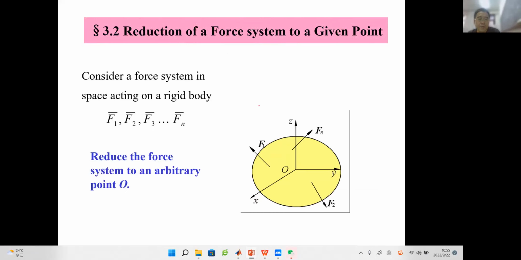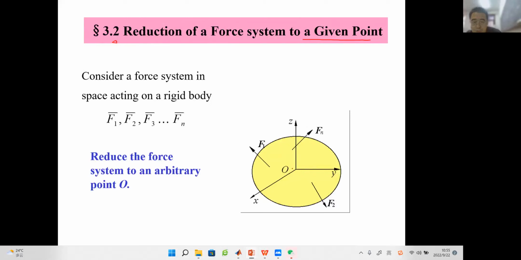So we will move to the second section of this chapter. We will talk about reduction of a force system to a given point. Why should we reduce a force system? Because we try to talk about the equilibrium condition of a general force system. What is a general force system? It's more like this.